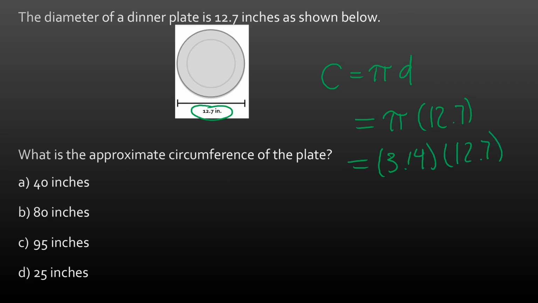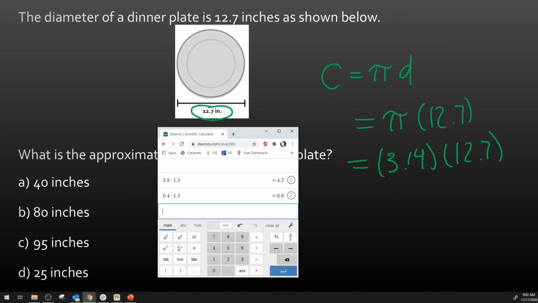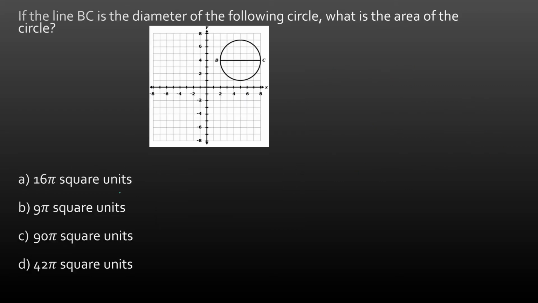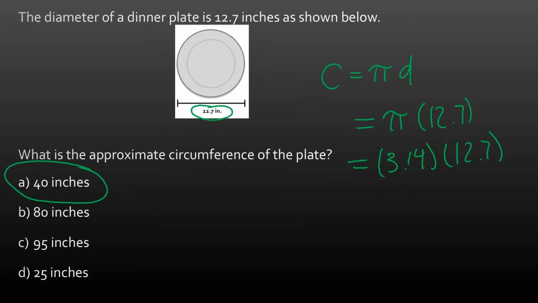So I'm going to type in 3.14 times 12.7 into my calculator. 3.14 times 12.7. And I get 38.87, which is very close to 40 inches. It's very close to 40 inches.